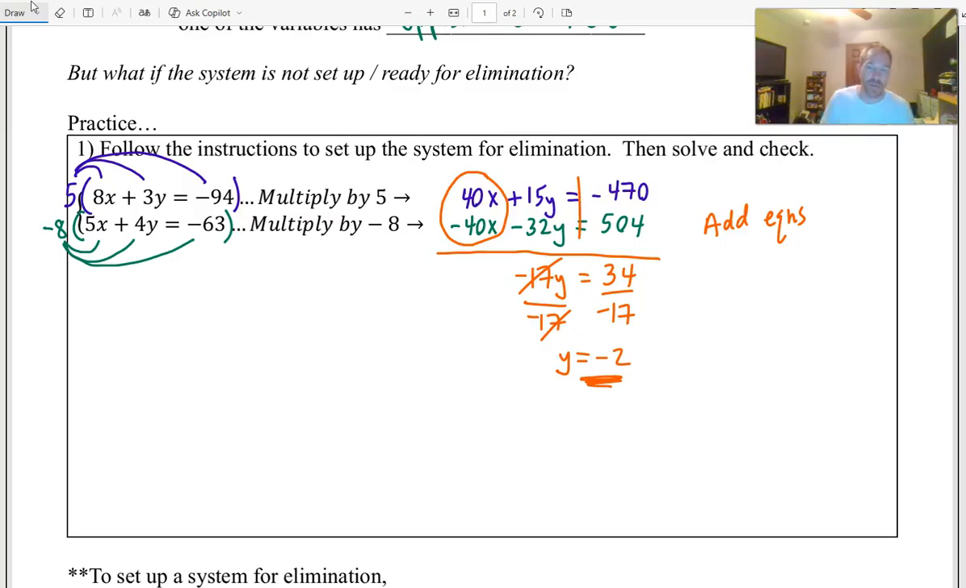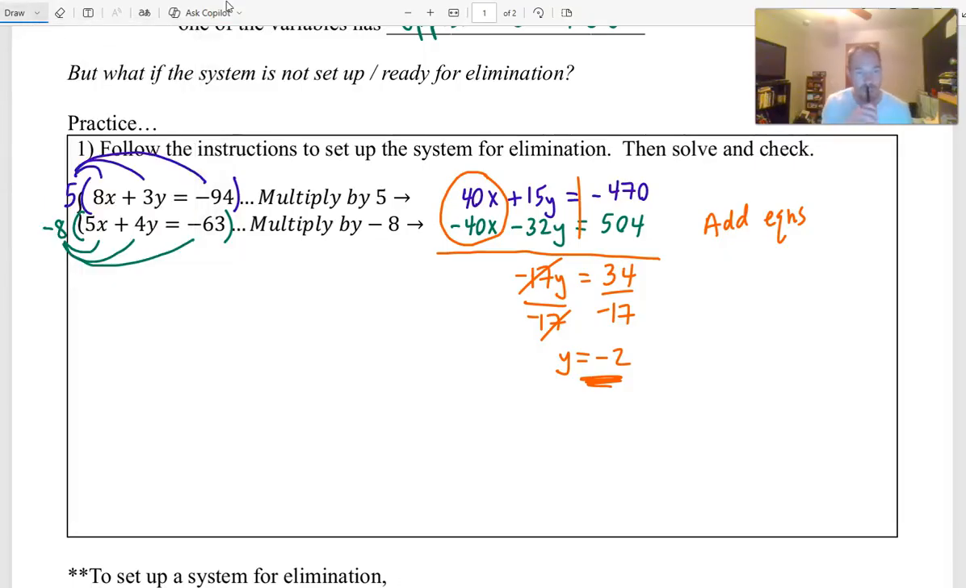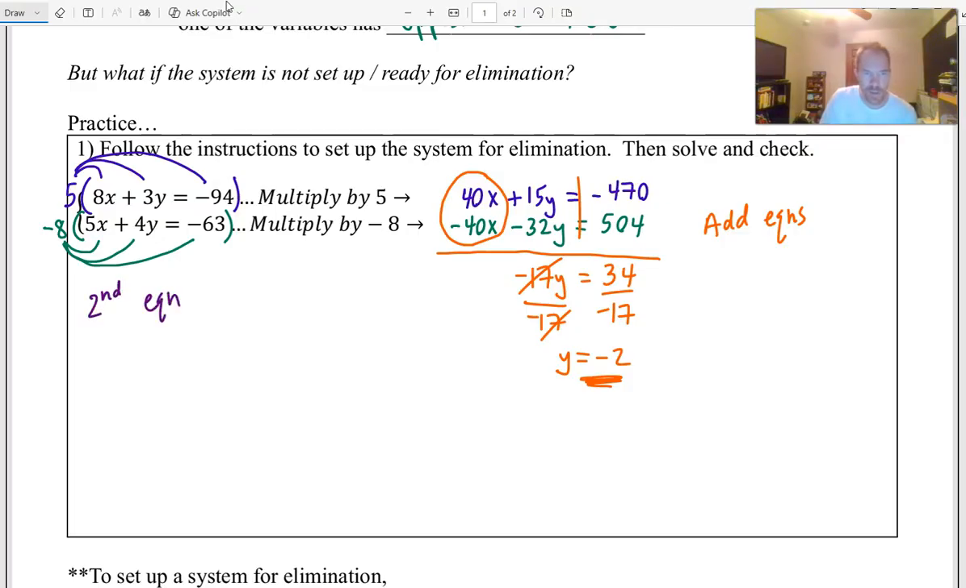Now I need to solve for my x value, and this is where I get to pick. I can choose the first equation, I can choose the second equation. I guess that second equation looks a little nicer, with some smaller numbers. So I'm going to take that y value of negative 2 and put it there. So we have 5x plus 4 times negative 2 equals negative 63. By this point, this should be nothing new for us, I would hope. So I'm going to go kind of quickly, but certainly pause the video at any point if you need to.